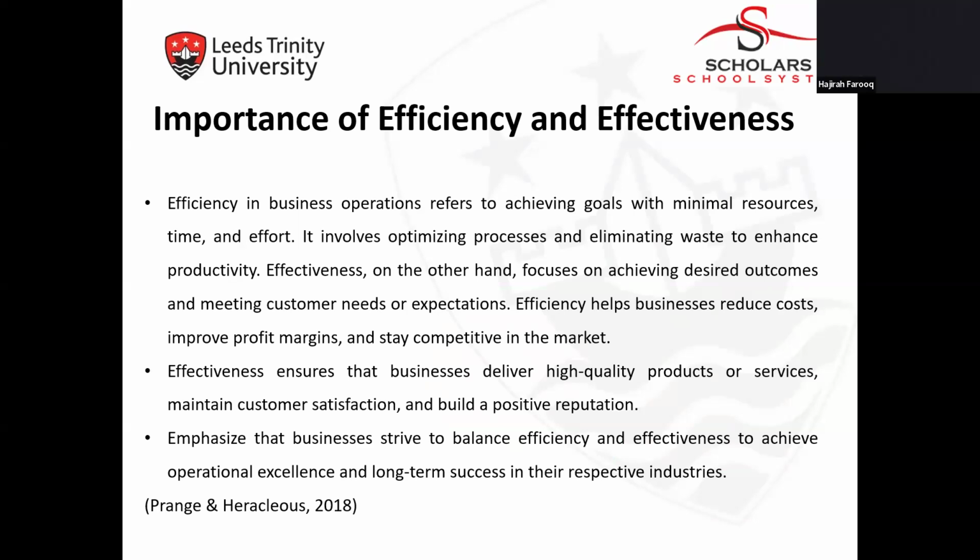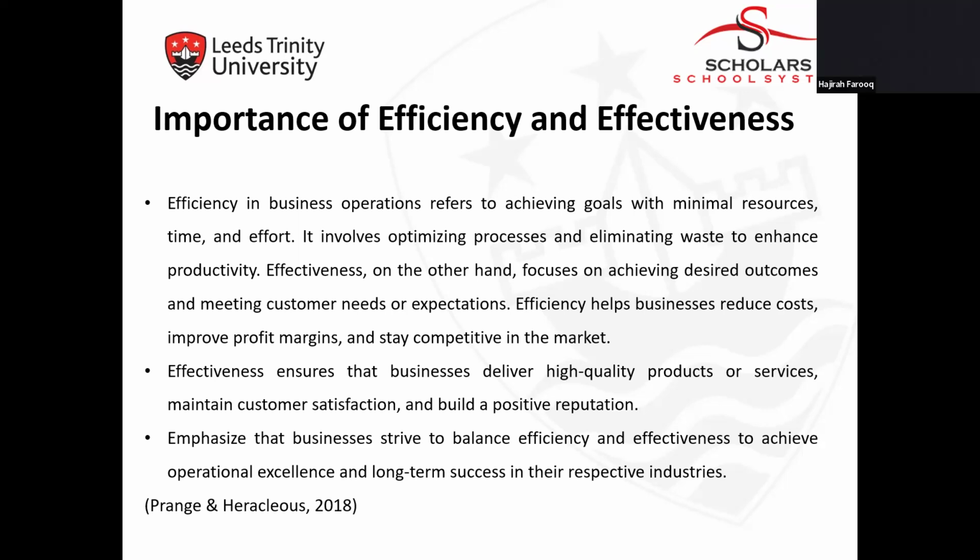So, efficiency in business operations refers to achieving goals with minimal resources, time, and effort. It involves optimizing processes and eliminating waste to enhance productivity. Effectiveness, on the other hand, focuses on achieving desired outcomes and meeting customer needs or expectations. Efficiency helps businesses reduce costs, improve profit margins, and stay competitive in the market. Effectiveness ensures that businesses deliver high quality products or services, maintain customer satisfaction, and build a positive reputation.